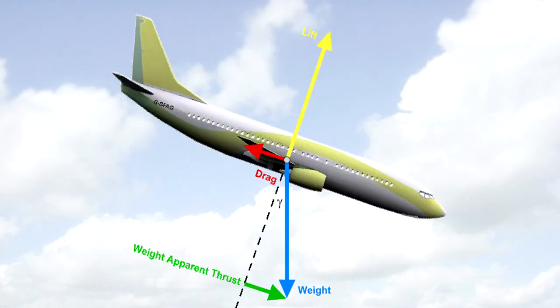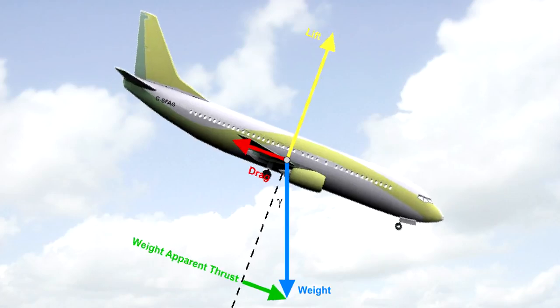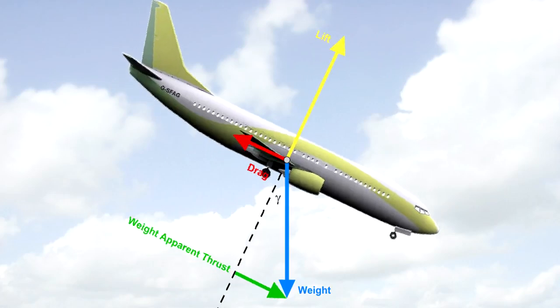The next factor to affect the angle and rate of descent is the aeroplane's configuration. Looking at the diagram on screen, if the flaps or undercarriage were deployed, then excess drag would increase. To balance this increase in excess drag, the nose must be lowered. This action increases weight apparent thrust and a balance of forces is restored, but more importantly, the balance is achieved at a higher angle of descent and therefore a higher rate of descent.